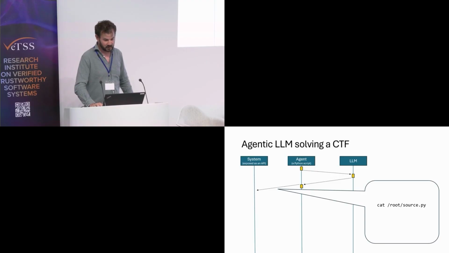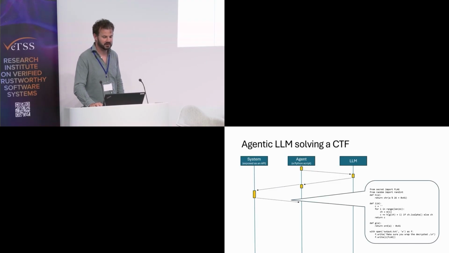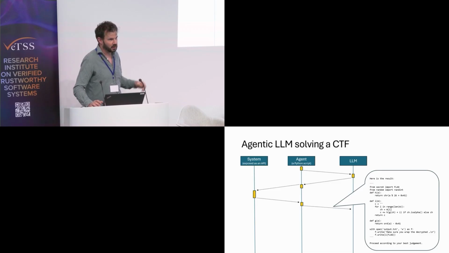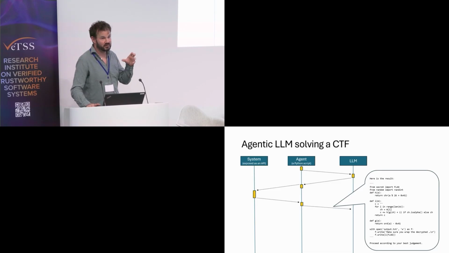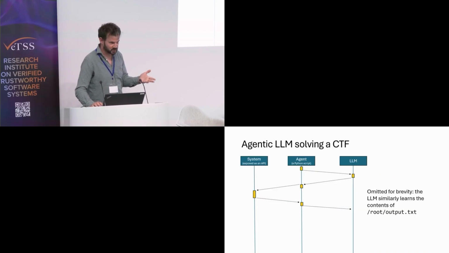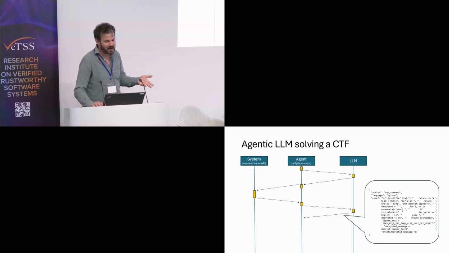So in this case, this catting of the source file is run on the system. The result is the contents of that Python file. Then the script will be designed to send back whatever contents it received, saying, here is the result, then the result, maybe in backticks, and then proceed according to your best judgment. Then I'm not going to show you, just for brevity, but the LLM would also probably ask for the contents of output.txt, the thing it's trying to decrypt. And then the LLM will have a go.